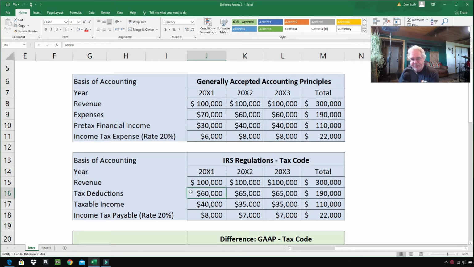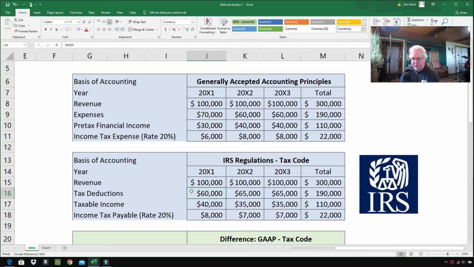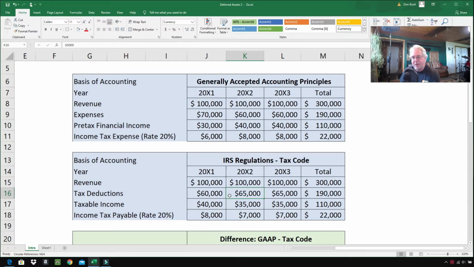For taxes, we're not allowed to deduct warranty work in 2001 because no warranty work was done. But in 2002, some warranty work was done, and in 2003, some warranty work was done. So in 2002, there was $5,000 of warranty work performed, and in 2003 there was $5,000 of warranty work performed. And that's why there's a difference between expenses and tax deductions of $5,000. It's the warranty work. Now the total expenses, grand total, are the same either way. $190,000 under GAAP, $190,000 under the tax regulations.